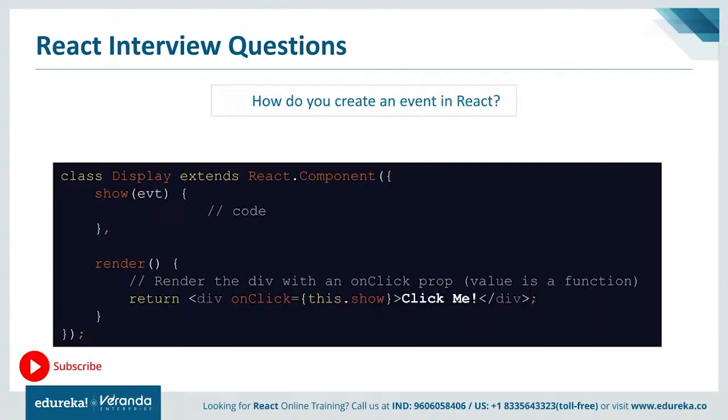As you can see here, this is a render function. Class display extends React.Component in an ES6 class standard of writing the code. Here I am using a render function which is returning a div, and onClick is the event. That is how we can create events in React.js. This.show, click me.